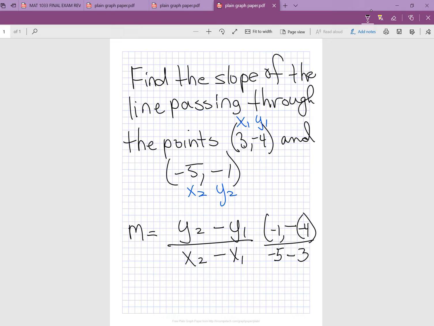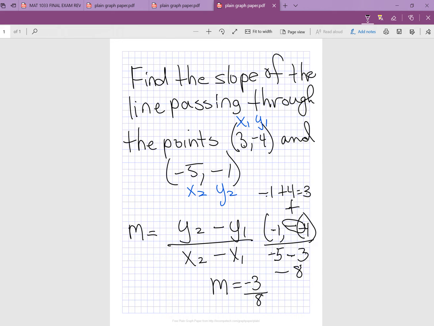So if you notice, these 2 negatives become a plus. This ends up being negative 1 plus 4. So you have negative 1 plus 4, which is going to give you 3. You can also look at it as 4 minus 1 is 3. And negative 5 minus 3, which gives you negative 8 for the bottom. So that means that when I look at this slope, this is equal to negative 3 over 8. And that's all they ask you to do. Since 3 is a prime number, you don't need to simplify.